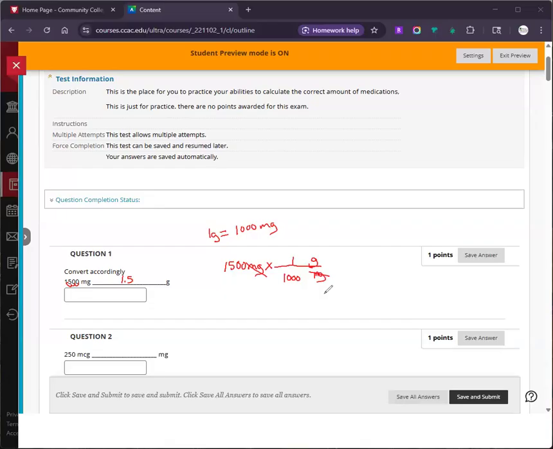Now, the nice thing is, on your test, you'll also have access to a calculator. It's just a basic 10 key calculator. And then you just plug in 1500 divided by 1,000, and you're going to get the 1.5 grams.